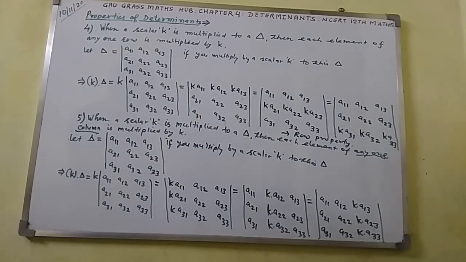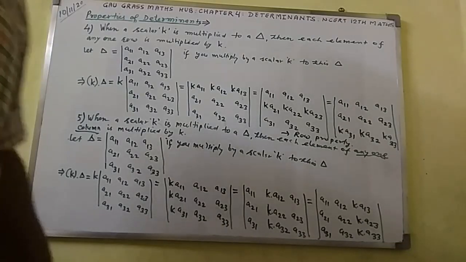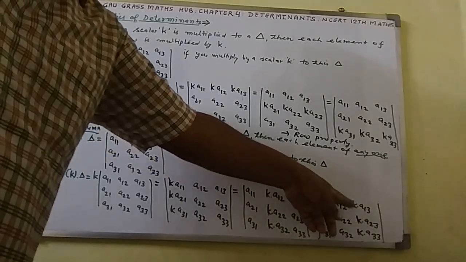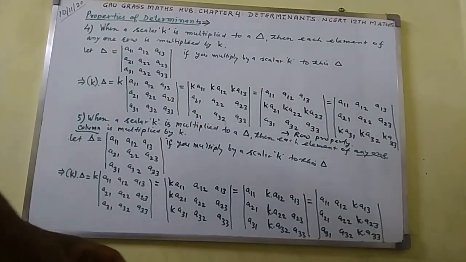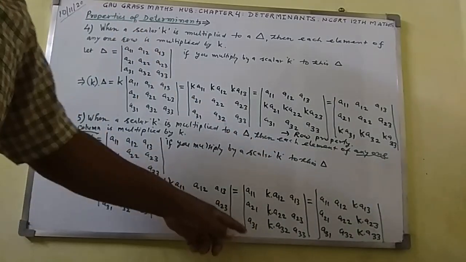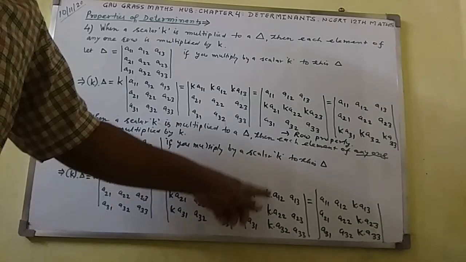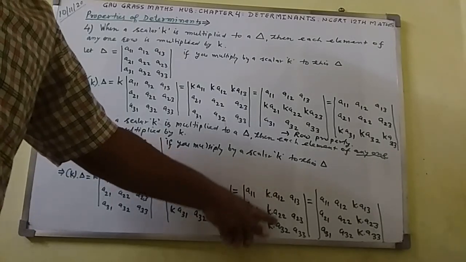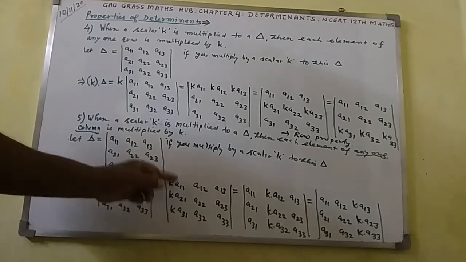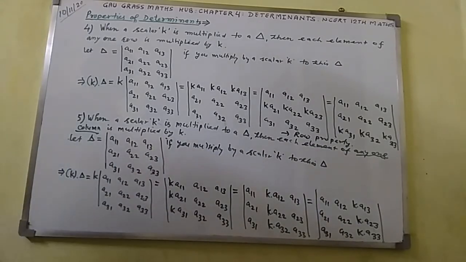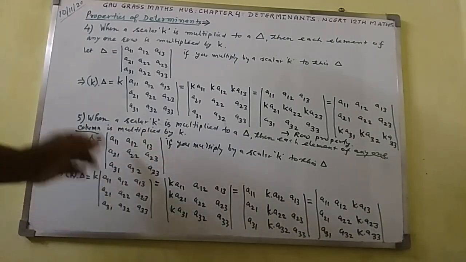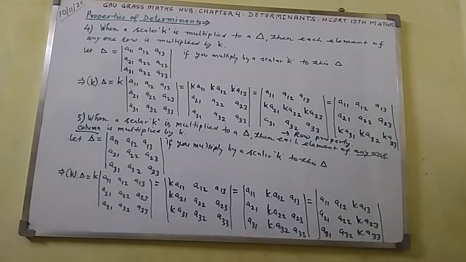So here you can see when the scalar is multiplied to a determinant. So here I have done the scalar k multiplied to each element of the third column. In this case, the scalar k is multiplied to each element of the second column. Here k is multiplied to each element of the first column. This whole value will be equal to this, like this you can do here.